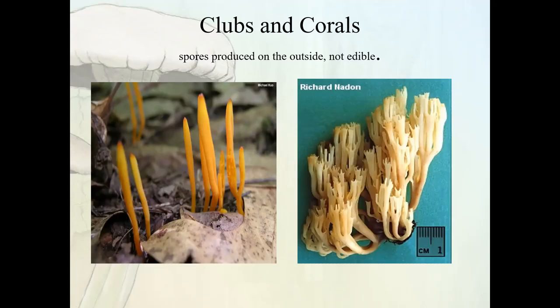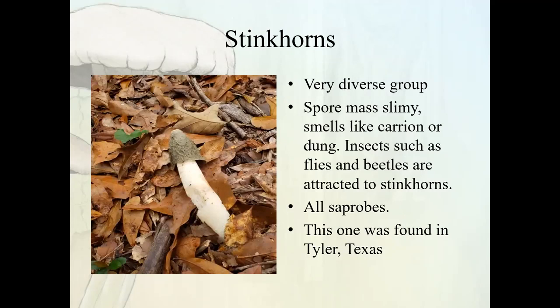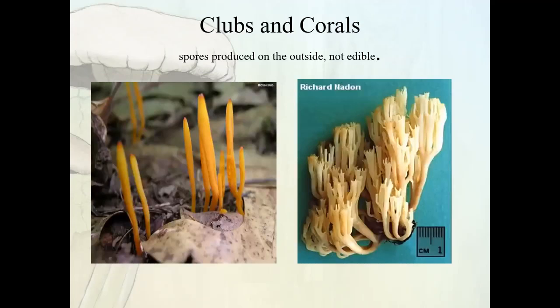So we have the clubs and the corals, and they look like clubs and corals. They're notoriously hard to identify, these coral mushrooms, because they don't really give us a lot of macroscopic features to work off of. So it's basically the coloration, and you have to look at the spines on the top tips of the corals. If you see the spines right here, that's kind of what you want to look at.